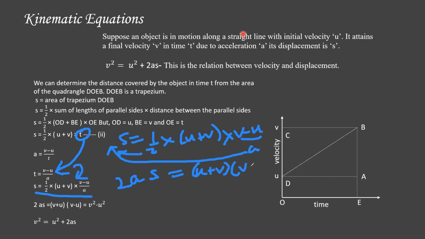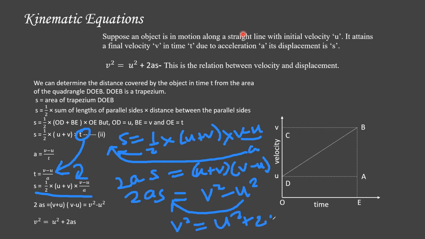into (v minus u). Now there is this identity a square minus b square is equal to (a plus b) into (a minus b). So I use that identity to get 2as is equal to v square minus u square. And then I just put u square over here. So what I got was v square is equal to u square plus 2as. So this is how I got the formula. Okay.